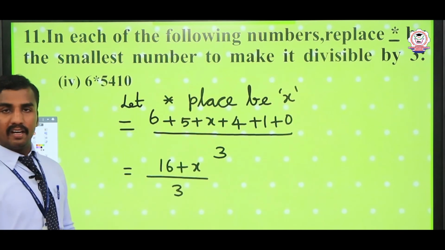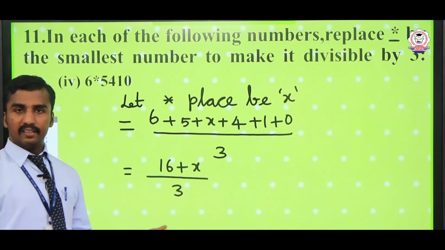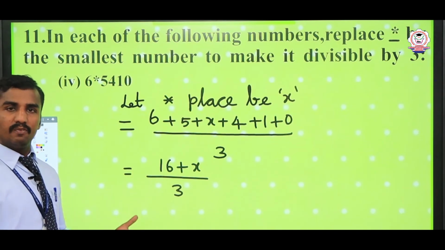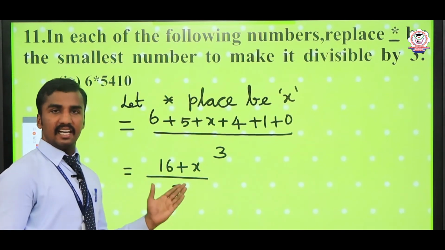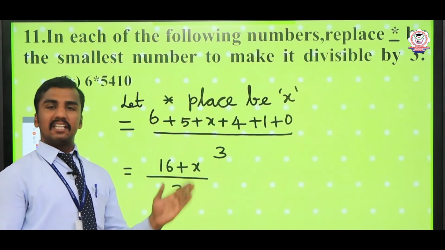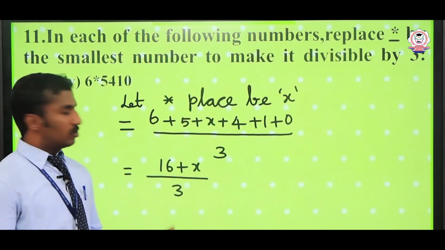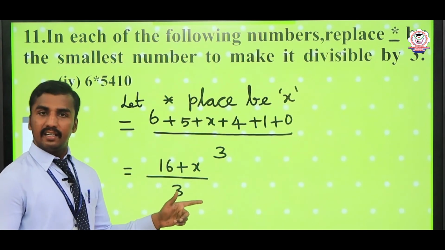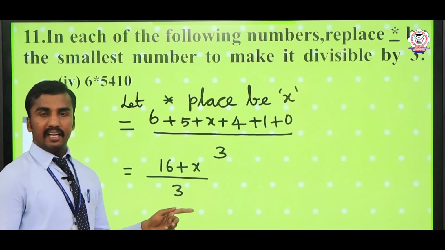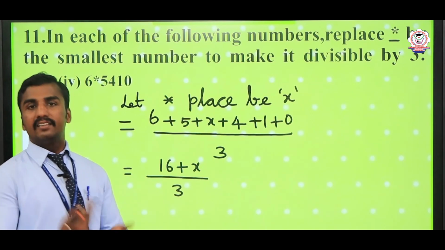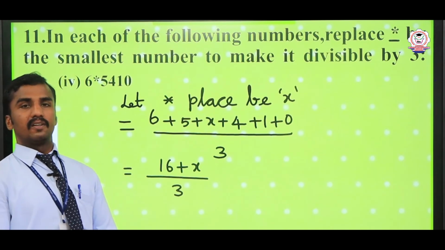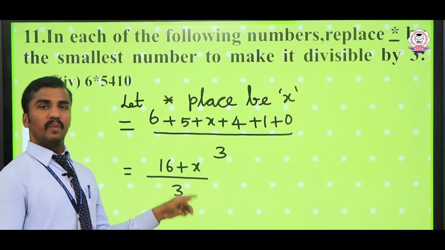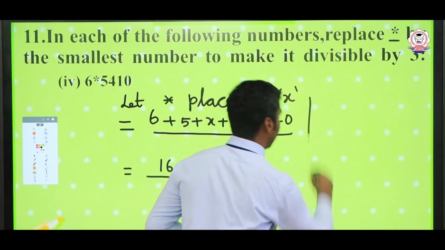If x equals 1, then 16 plus 1 gives 17. So 17 is not divisible by 3. Next number, 2. Substitute x equals 2. 16 plus 2 gives 18. So 18 divided by 3, 18 is divisible by 3. How many times? 6 times, 6 threes are 18. So here the value of x is 2, the minimum value. Put x equals 2.